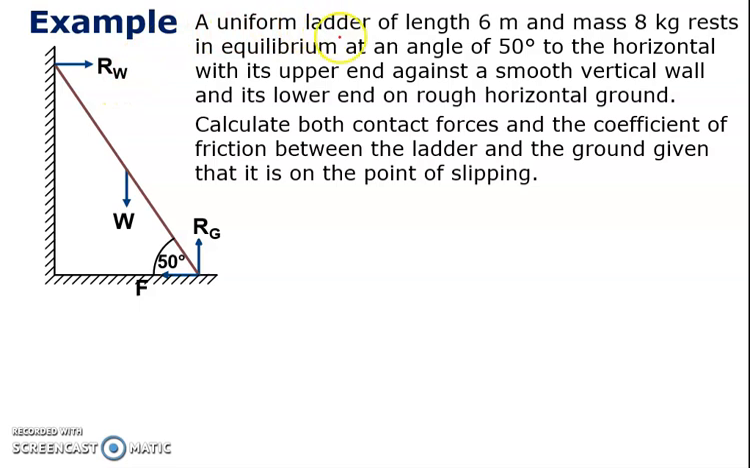The uniform ladder of length 6 meters. So we obviously know this is 3 meters either side of this because it says it's a uniform ladder. So therefore, the weight acts at the center. Hence, I can say 3 meters either side. And of mass 8, so this equals 8 times 9.8. Calculator out. 8 times 9.8 is 78.4. So just so we've got these things ready done, that's 78.4 newtons.